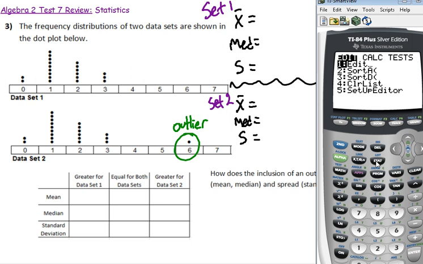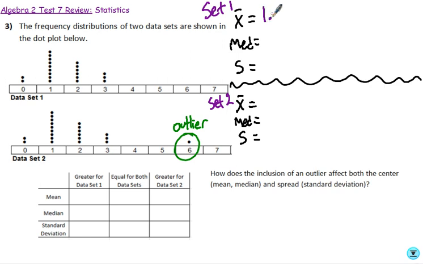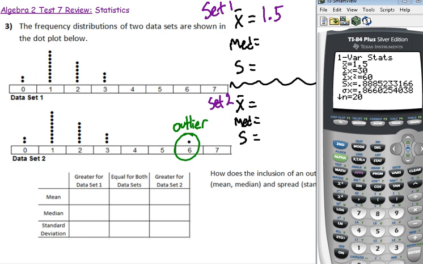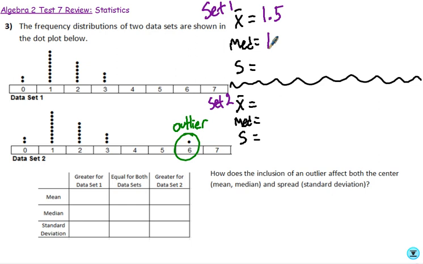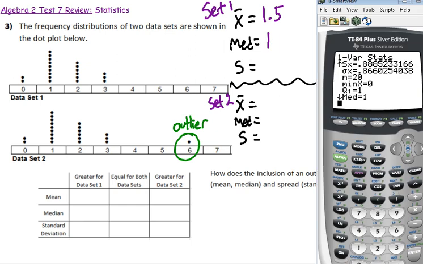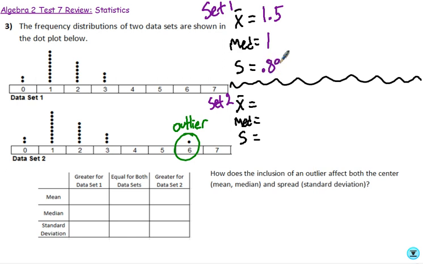Let's go back to stat and calc. And we're going to do one variable statistics. Let's hit enter, and then let's see what the numbers tell us. So the average here is 1.5. And the median, to get the median, you have to scroll down a couple there. So the median is 1. And then the standard deviation is 0.88 or 0.89. Maybe we'll round to 0.89.